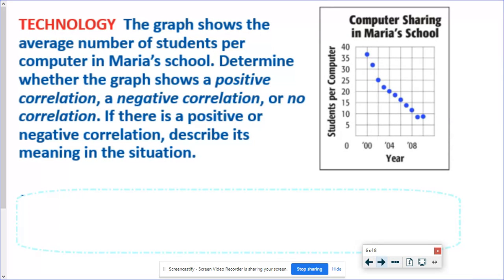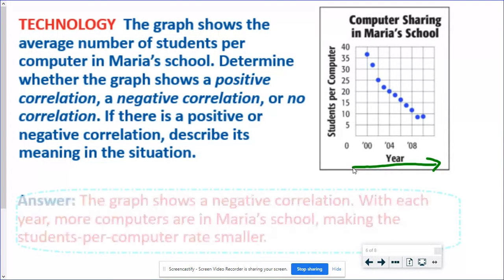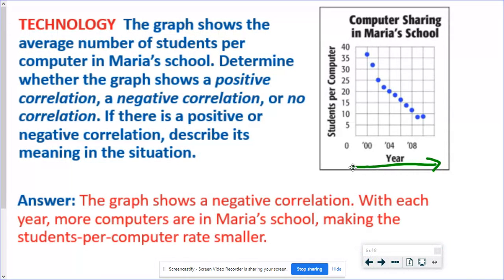What it means is, as time is going on, as we go farther to the right, as the years are increasing, the number of students per computer is decreasing, which most likely means that they're getting more and more computers. This is before a one-to-one initiative. They don't have laptops in 2008. For the entire school, they just have maybe computer labs, and they've gotten more computers to use. So there are fewer students per computer that need to use each one of them. So that rate is decreasing.